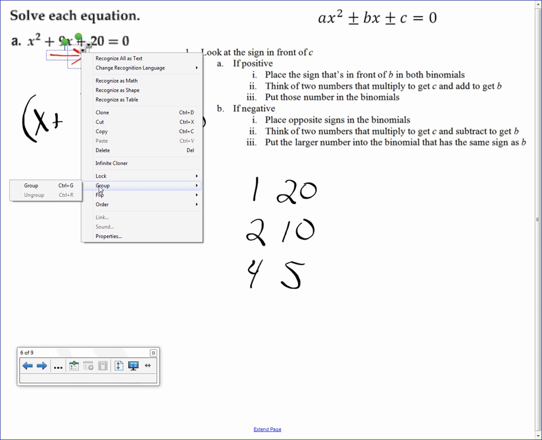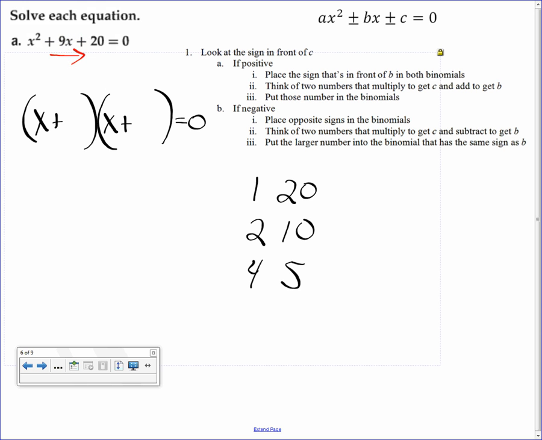Okay, here's another important part. These two numbers have to multiply to get me 20 and add to get me 9. Obviously here we've got 4 and 5 are the two numbers that we're looking for. When you're done with that, we'll put a 4 here, we'll put a 5 there. Now, when you're at that point, you just go ahead and solve it.